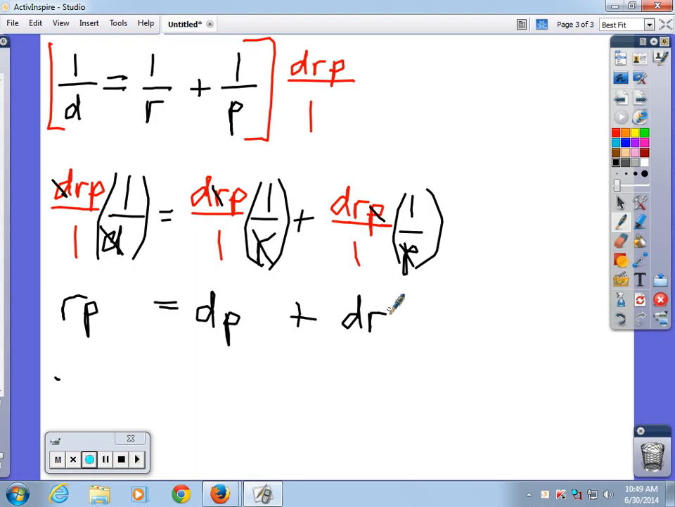Get the variable on one side. Is the variable on one side? Yes. Okay, now what? Factor out a common term, which is D. So factor out a D. So that would be RP is equal to D times P plus R.